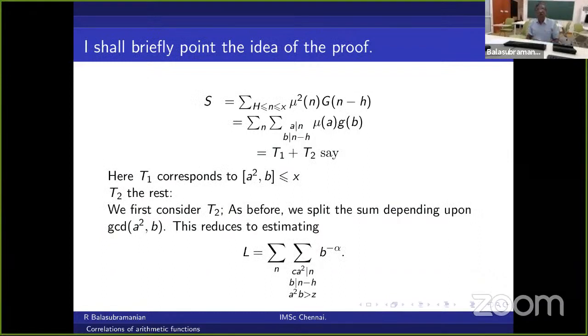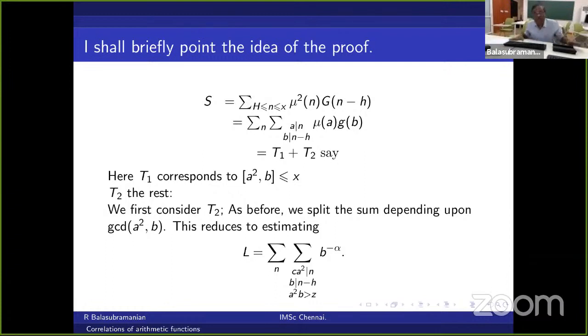As before, we break the sum. We have the summation n not exceeding x, mu square n, g of n minus h. And then your summation over n, a square dividing n, b dividing n minus h, mu of a, g of b. It should be a square dividing n, not a dividing n. And T1 corresponds to the LCM of a square and b lesser or equal to x, and T2 corresponds to the rest. We first consider T2.